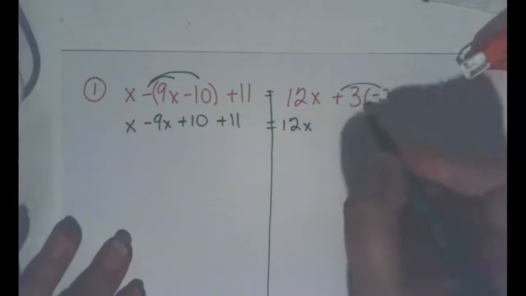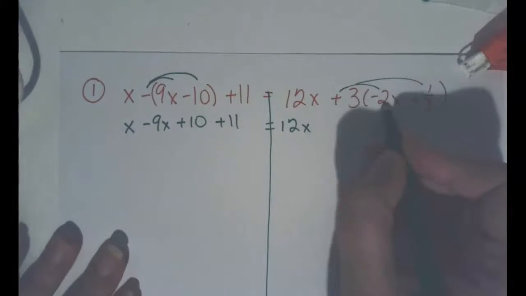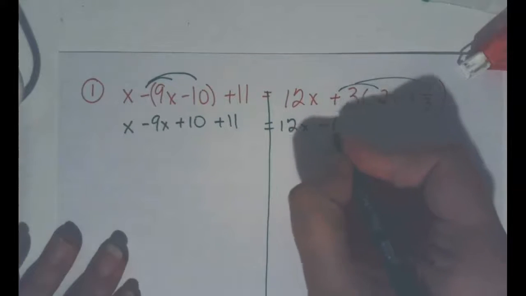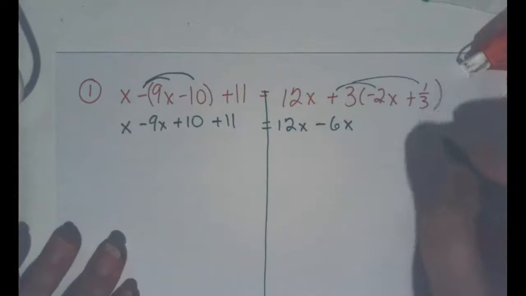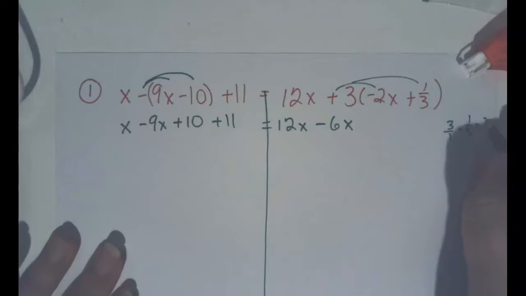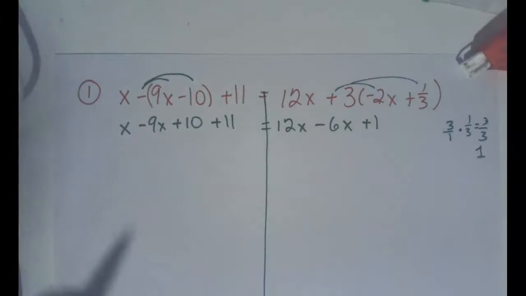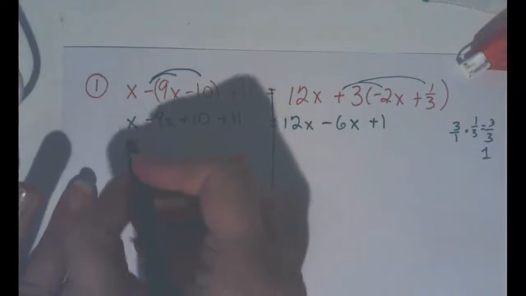Alright, so right now I've distributed once, now I'm going to distribute again. 3 times negative 2x is negative 6x. And then on the side I'm going to do 3 over 1 times 1/3, which gives me 3/3, which is 1. So I'm just adding 1 here. The next step is to combine like terms.